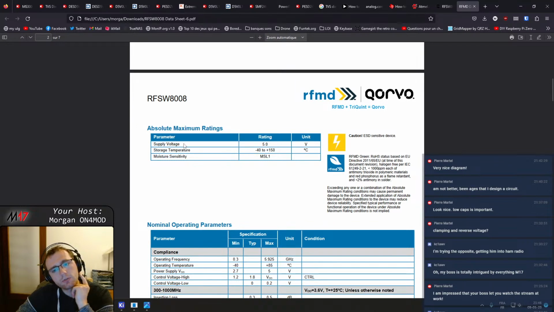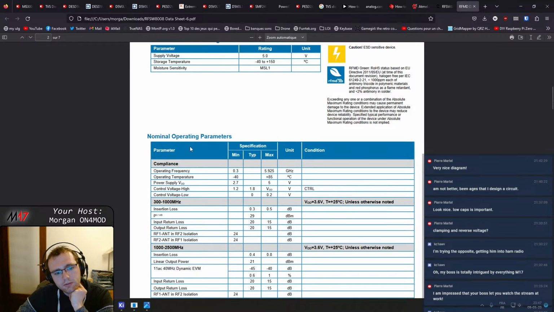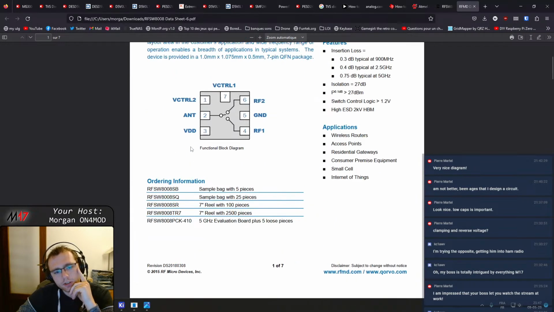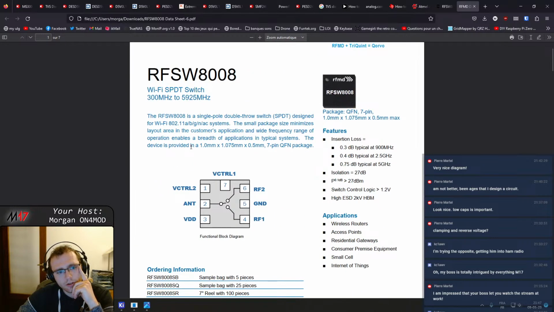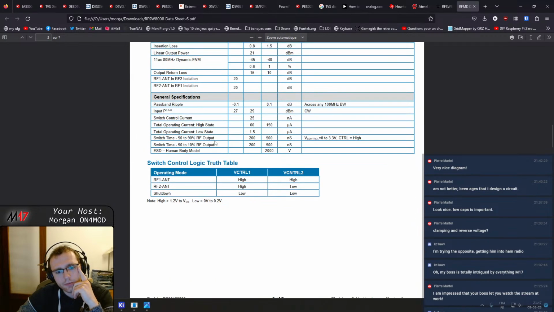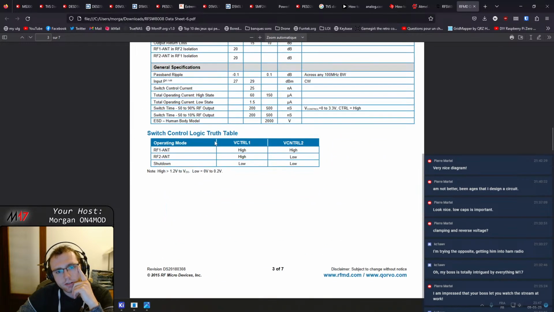Supply voltage absolute maximum rating 5 volts. So that means that the TVS should have a clamping voltage at or below 5 volts. And of course, you always try to be a bit lower just in case. Yeah, and you have the ESD human body model, which is 2000 volts.